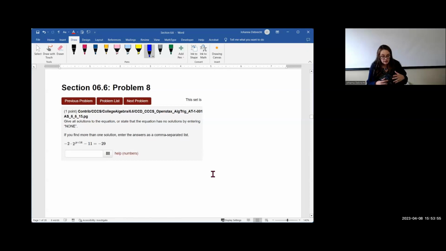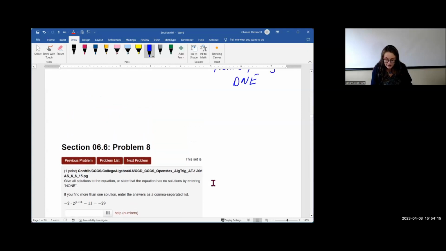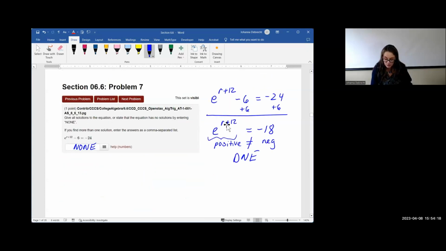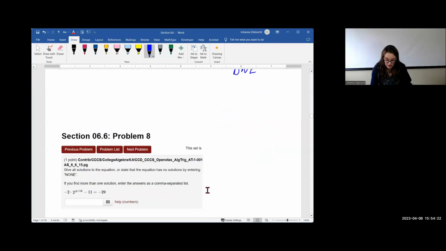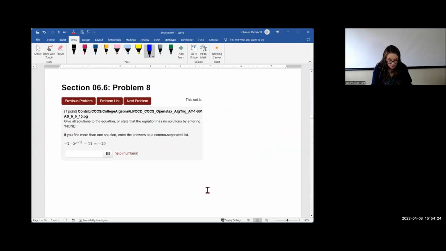I've got two terms that are not part of an exponential, the -11 and -29. And I've also got a -2 multiplied by my exponential 2 to the p plus 14. So let's see if we can clean this up and if it will make sense. Now, in our last problem, we saw that e raised to a power is strictly positive. It can't equal a negative. Let's see what happens here.